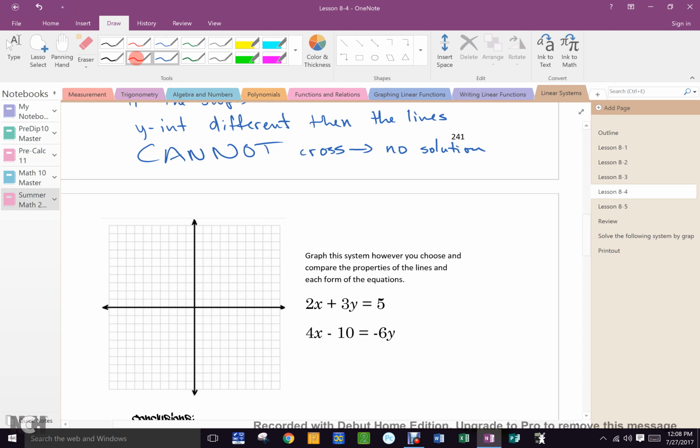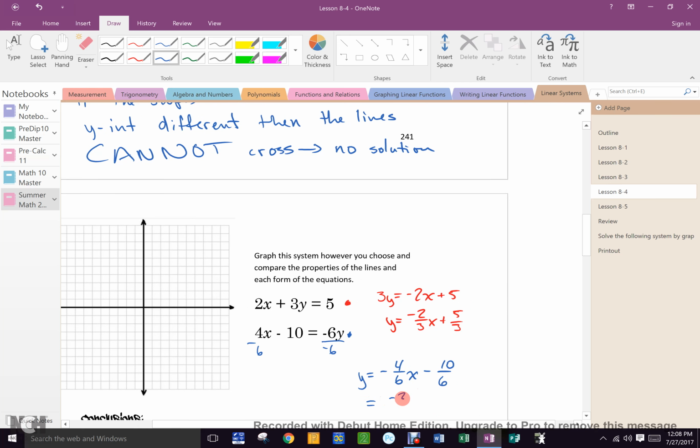That one is 3y equals negative 2x plus 5. Y is negative 2 thirds x plus 5 thirds. This one is going to divide both sides by negative 6, and I'm going to get y equals negative 4 sixths x minus 10 sixths. Would we ever leave that written that way? No. What is it really? Negative 2 thirds x minus 5 thirds. What do you see? They're the exact same line, aren't they?